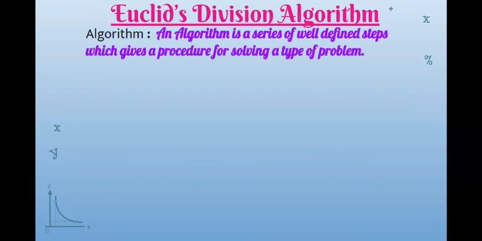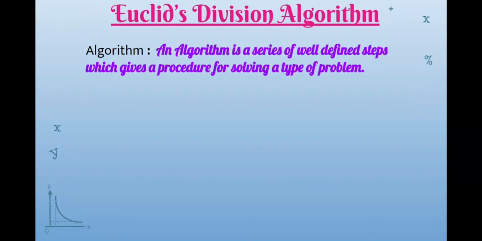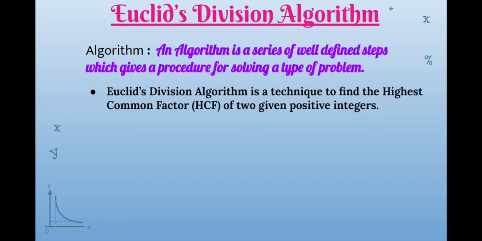Euclid's division algorithm. What is an algorithm? An algorithm is a series of well-defined steps which gives a procedure for solving a type of problem. Euclid's division algorithm is a technique to find the highest common factor, that is HCF, of two given positive integers.